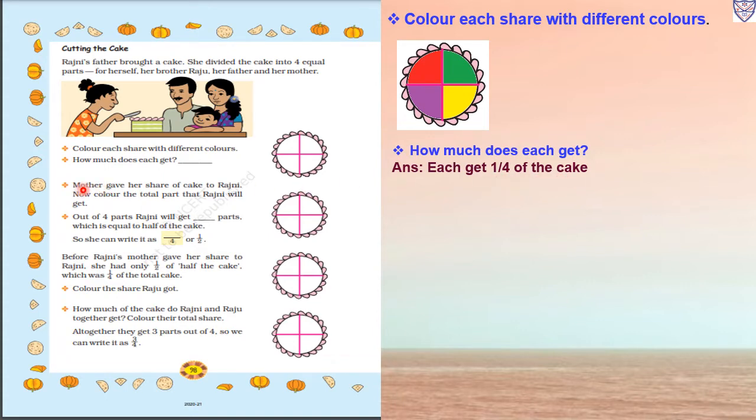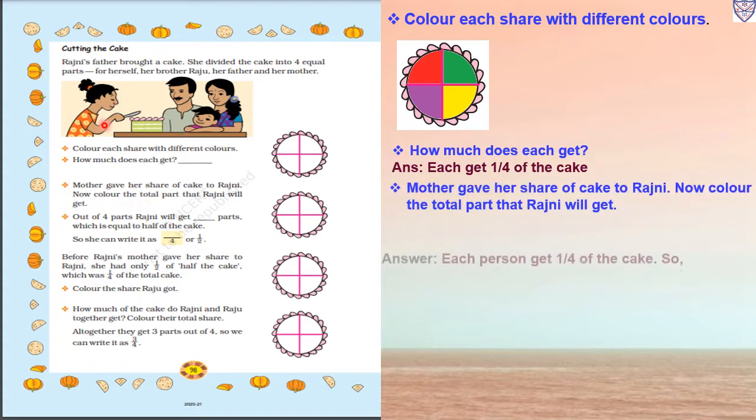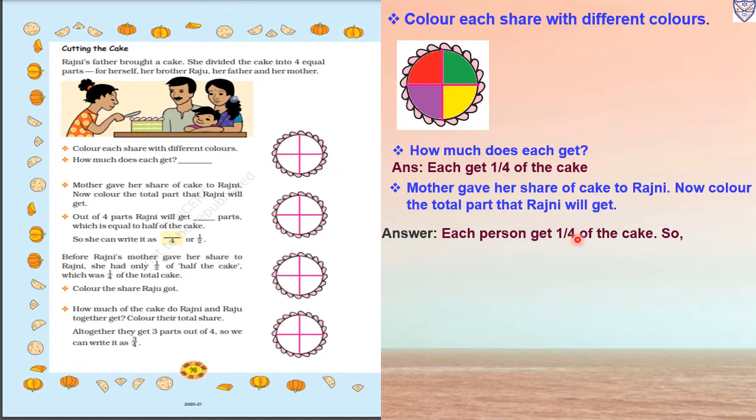Now the next question: Rajni's mother gave her share of the cake to Rajni. Now color the total part that Rajni will get. So now mother, what has she done? She gave her share to Rajni. Now how much does Rajni have? Each person gets 1 upon 4 of the cake first. So the cake that Rajni got is equal to her share plus her mother's share. Her share is 1 upon 4 and her mother's share is also 1 upon 4.